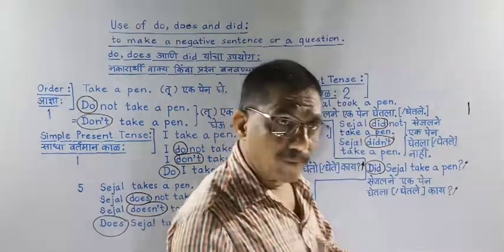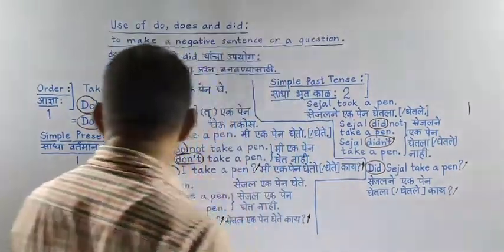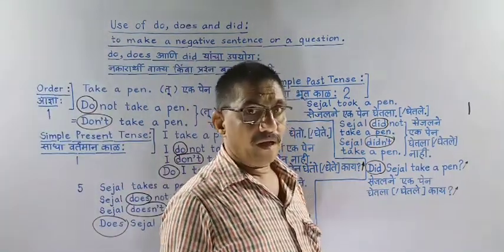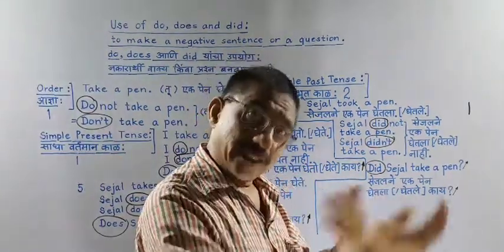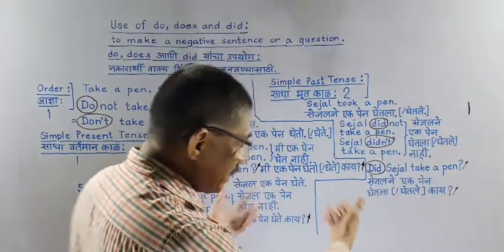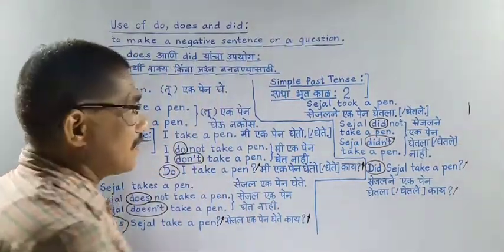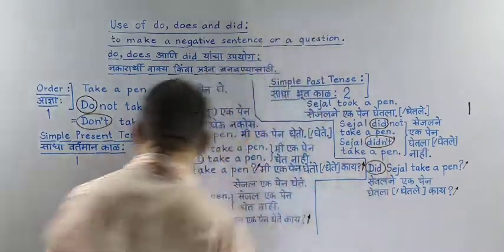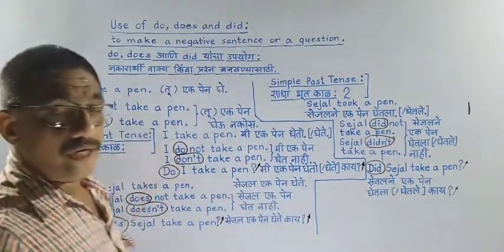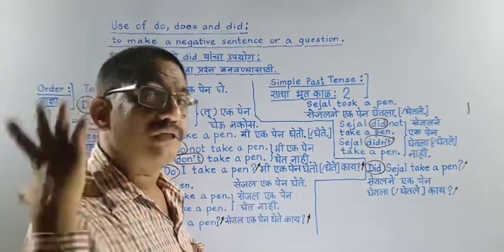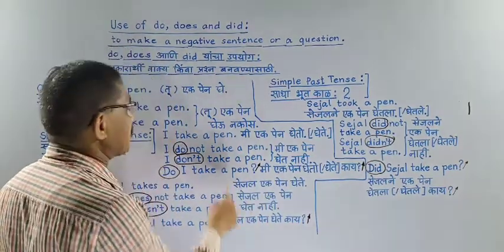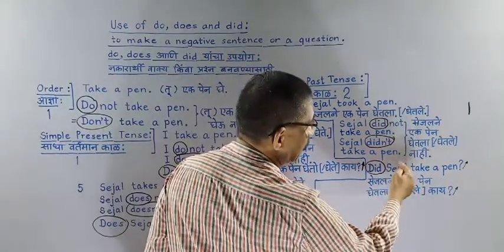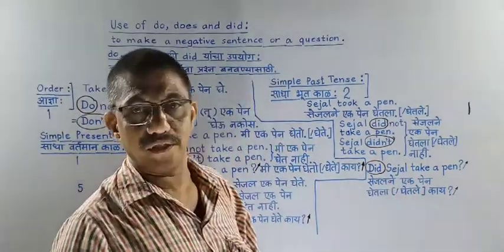And here remember that whenever you use do, does and did as a guest helping verb, in these two tenses, after the use of did, does and do, we need the first form of the original verb, the main verb. So the main action will come in the first form after the use of do, does, did.